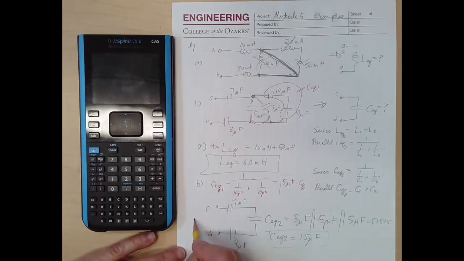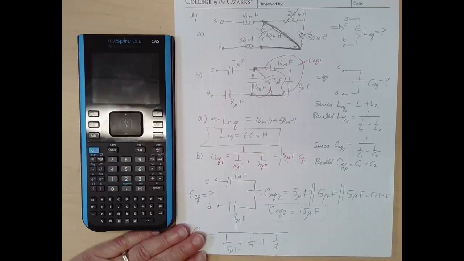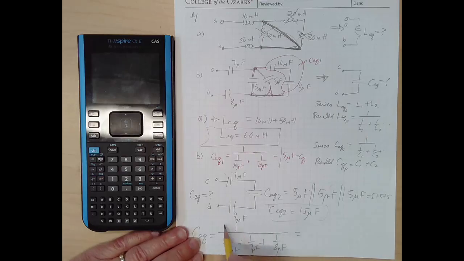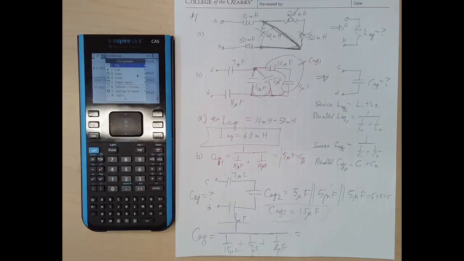So now we want C equivalent total. Well, it's these three in series, right? So C equivalent is going to be 1 over 15 plus 1 over 7 plus 1 over 8, and these are all microfarads. But since everything is microfarads, we can just put them in as whole numbers, and just remember that the answer will come out as microfarads.